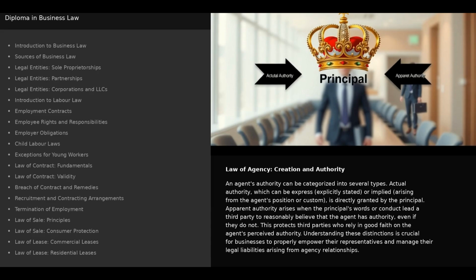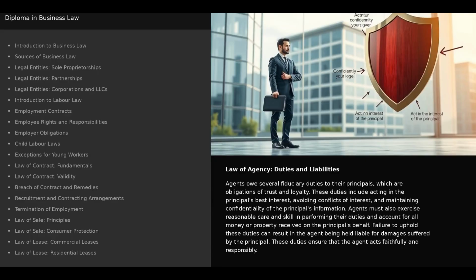Law of agency, duties and liabilities. Agents owe several fiduciary duties to their principals, which are obligations of trust and loyalty. These duties include acting in the principal's best interest, avoiding conflicts of interest, and maintaining confidentiality of the principal's information. Agents must also exercise reasonable care and skill in performing their duties and account for all money or property received on the principal's behalf. Failure to uphold these duties can result in the agent being held liable for damages suffered by the principal. These duties ensure that the agent acts faithfully and responsibly.